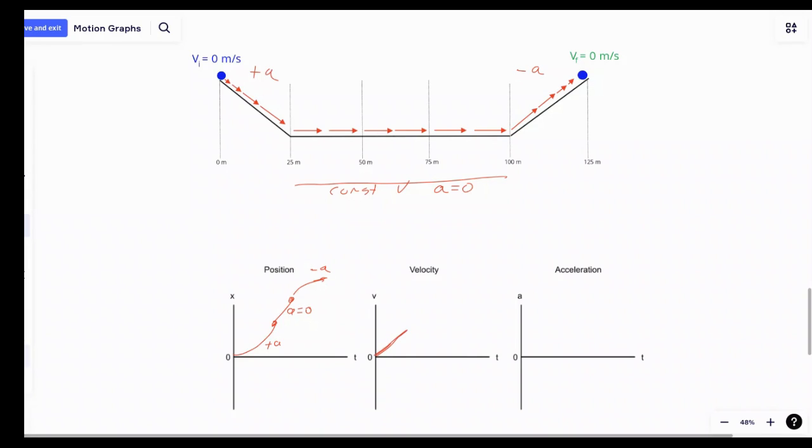All right, now on the velocity time graph, that would look like this. Linear, positive slope, flat horizontal line for constant velocity, and negative slope for negative acceleration. Okay? Now on the acceleration time graph, positive, zero, negative.